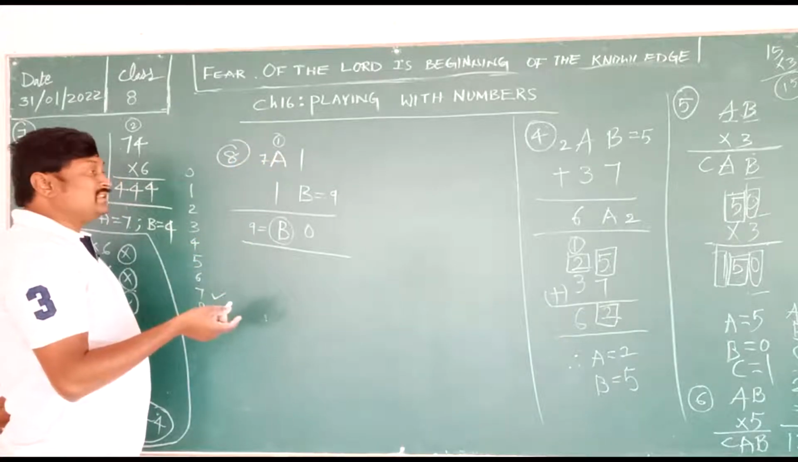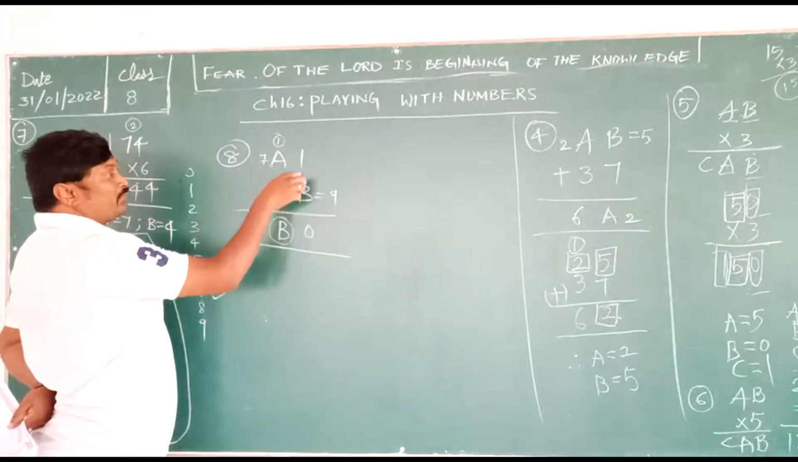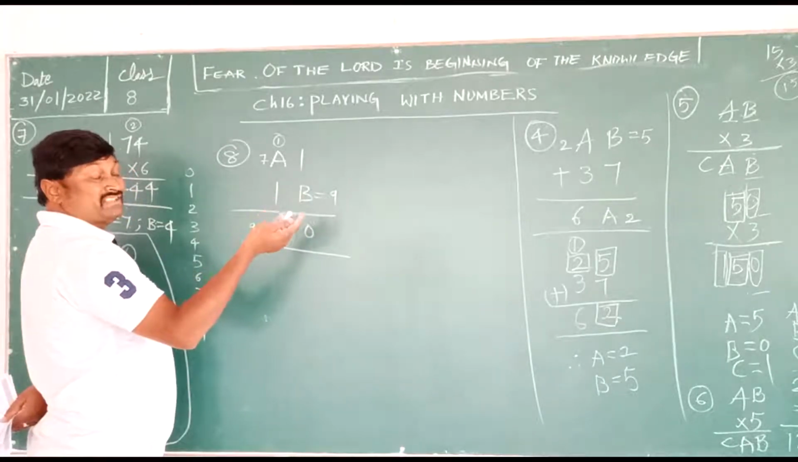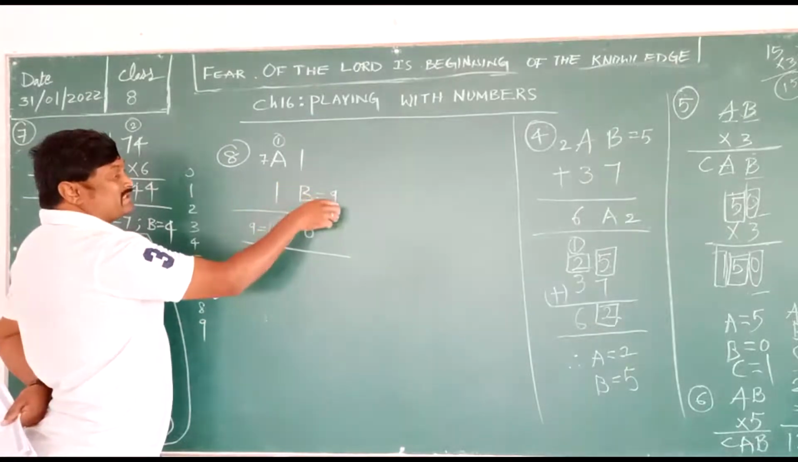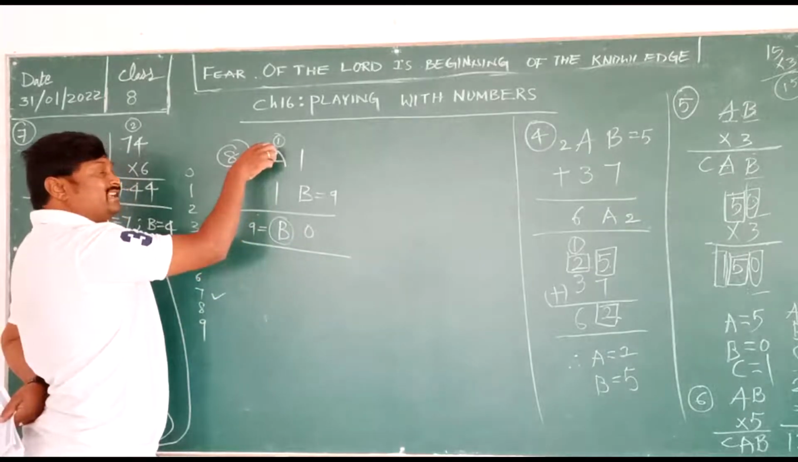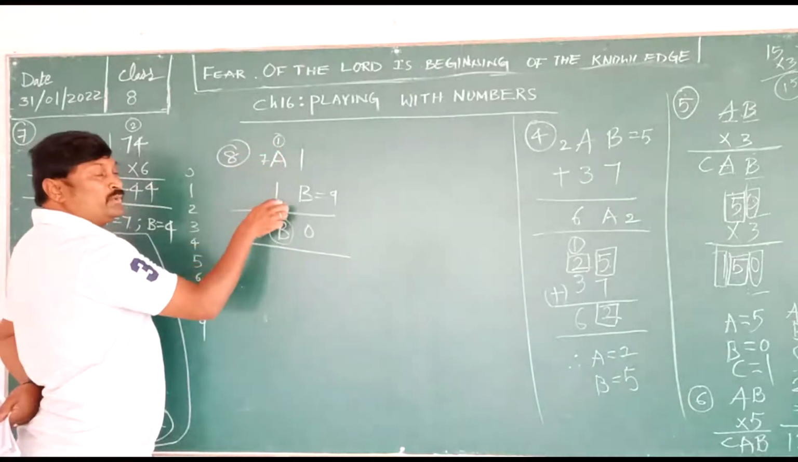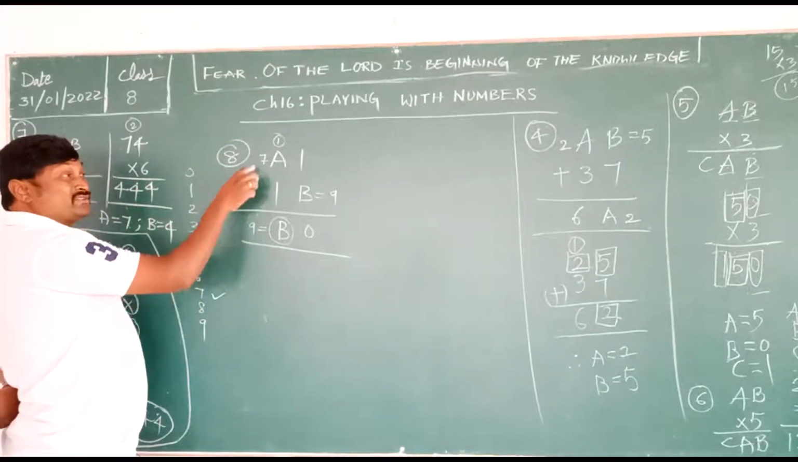Very, very simple. So what you need to do first here: 0 is there, 1 is added to some number, which number will give you a 0 in the ones place? 1 plus 9, 10 you are going to get. 0 here, 1 will be carried here. Then 1 plus 1, 2. How much do I need to add to get 9? So it should be 7.